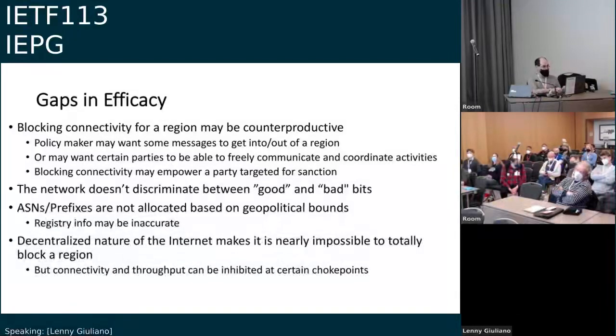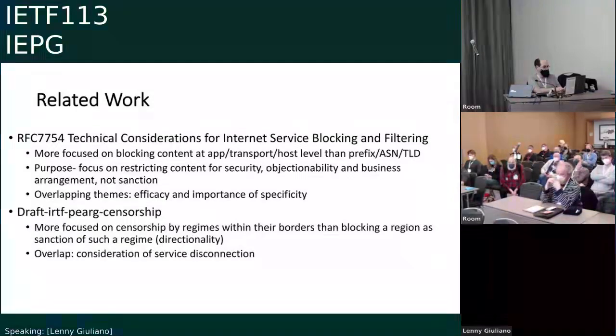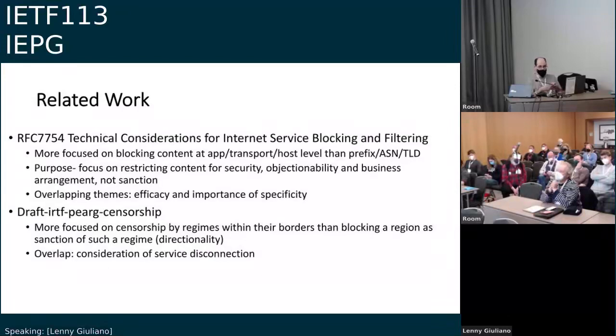It's at certain checkpoints. There has been some prior art in the area. RFC 7754 talks about internet service blocking and filtering, but it's more focused on application level and transport than actual network infrastructure. Also, the purposes are a bit different. It's more like security, objectionability, and business arrangements, and less so about sanctioning. But there are some overlapping themes.